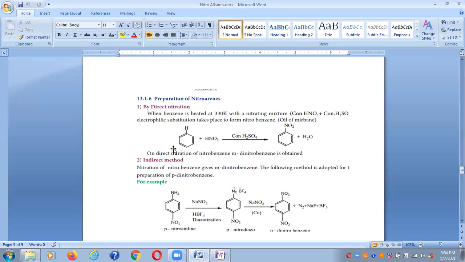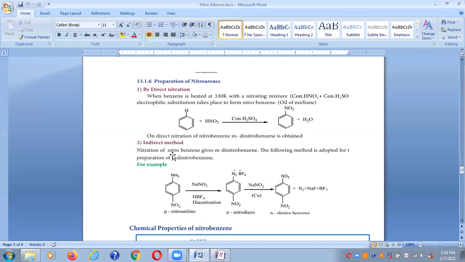Okay, so let's see the reaction. So here, the direct method. Now benzene is treated with nitrating mixture. Here he mentioned the temperature in kelvins, so that's why he mentioned it as 330. But actually you can write less than 60 degrees centigrade. Then we can get nitrobenzene, that is a yellow colored oily liquid.